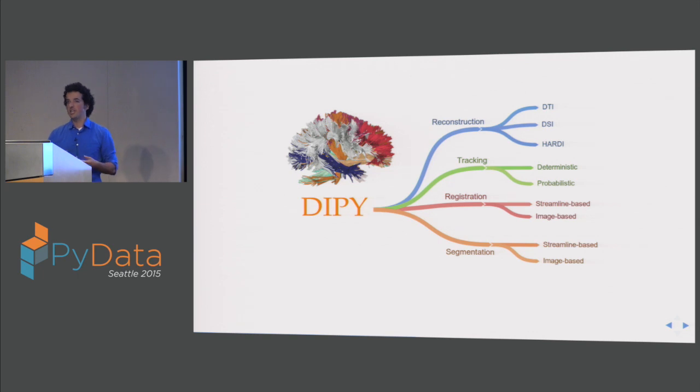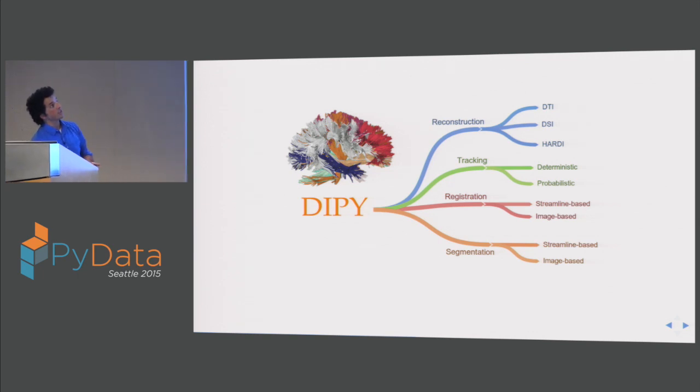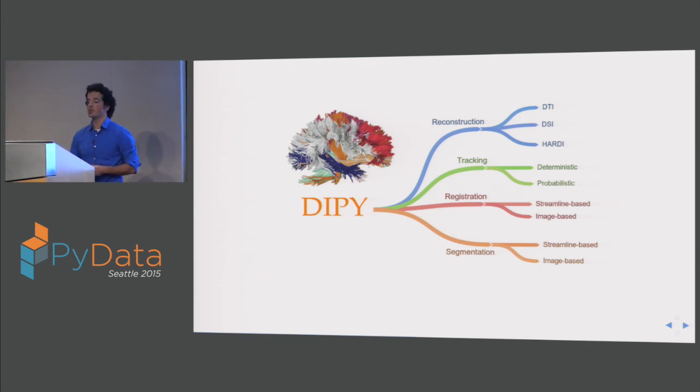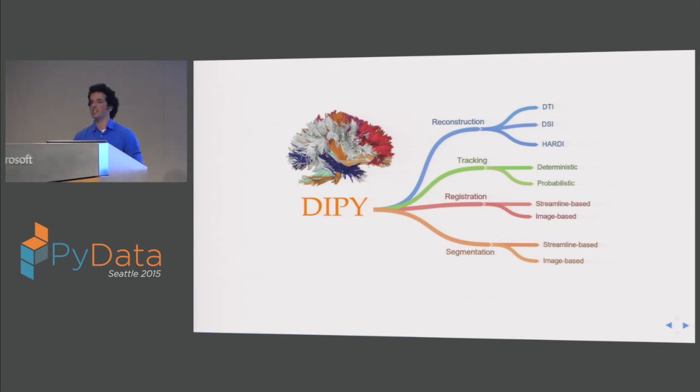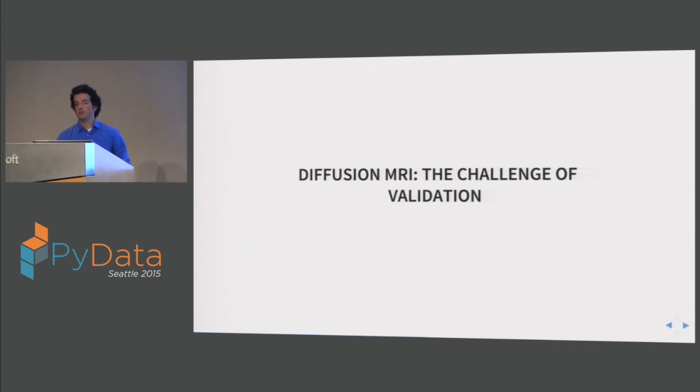The library contains implementations of many algorithms used both for this tracking that I just showed you and for reconstruction, the modeling of individual voxels. It also contains other modules for other kinds of computational neuroanatomy tasks. So we're using DIPy to do these things. This is all looking pretty great so far. You might ask yourself, so what is the problem? Well, diffusion MRI has a big challenge in validating its results.